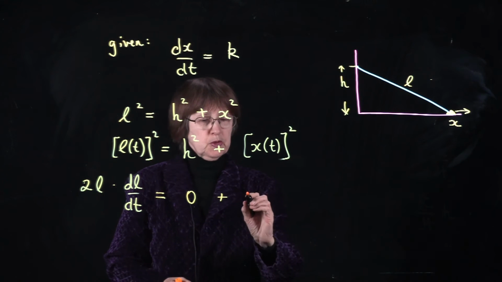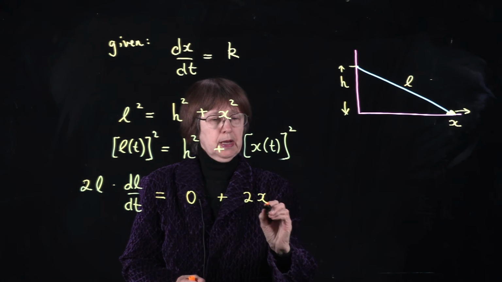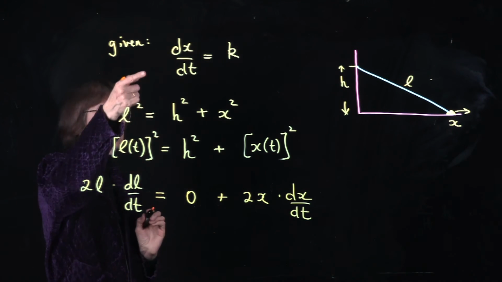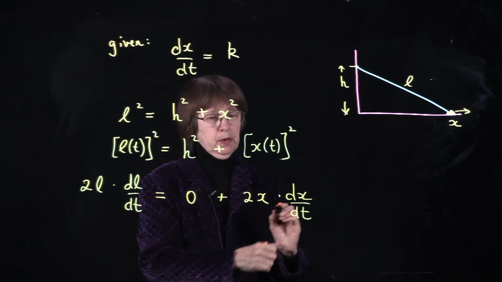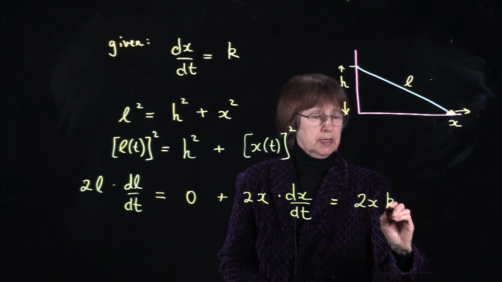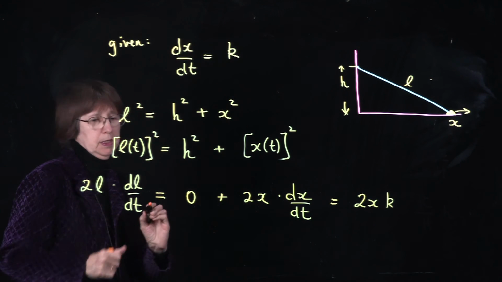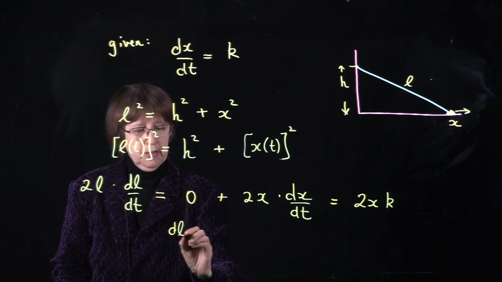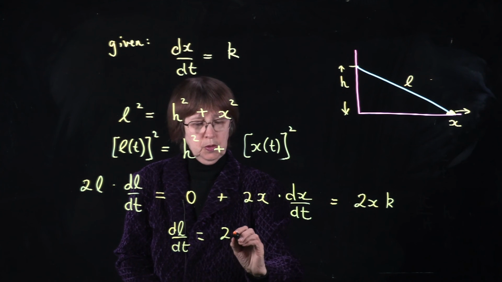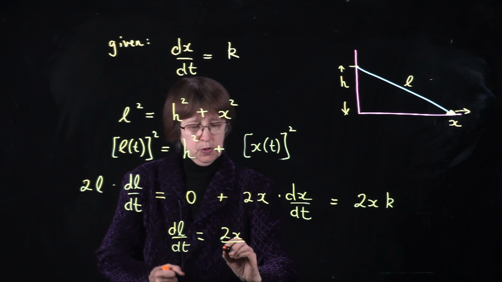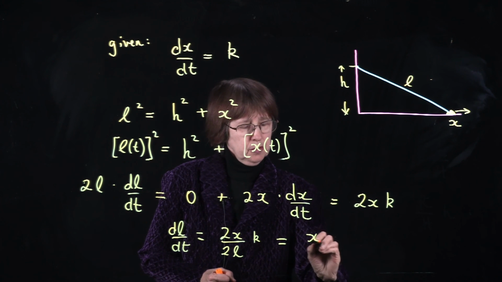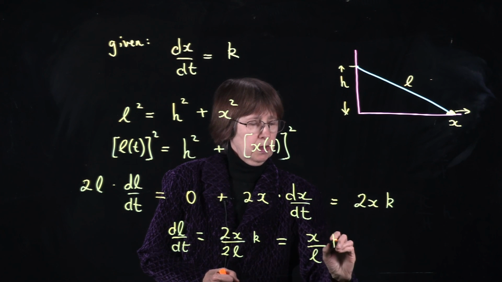The derivative of this with respect to time, again, we must write down 2x multiplied by dx/dt. Now, using the information in the problem, we can plug in here, and this will give us 2x times k. And now we can solve for dL/dt. So all in all, we find that dL/dt will be equal to 2x divided by 2L times k, and after some cancellation, we get x over L times k.